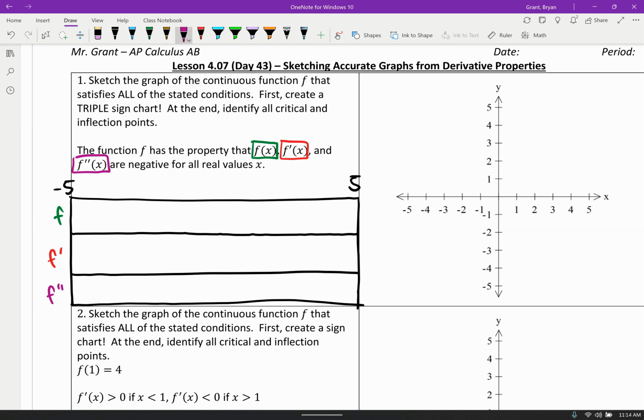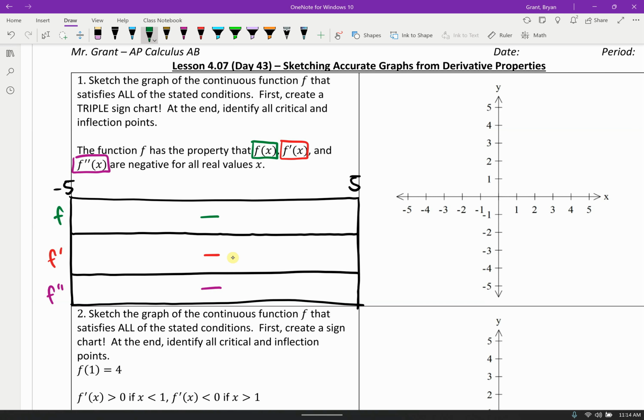So they tell us that f has the property that f prime and f double prime are all negative for all real values, which to me means that f prime is negative everywhere, f double prime is negative everywhere, and f is also negative everywhere. Now, there's a couple things that we're going to do to increase the accuracy of our graph. And I'm actually going to start with f prime and f double prime because we've played around with those more often than f, and then we'll go back to f.